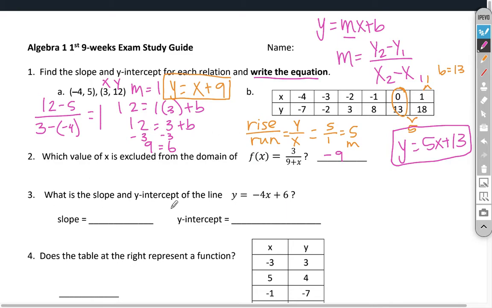All right, then it says, what is the slope and y-intercept of the line y equals negative 4x plus 6? Well, if you've got this formula memorized up here, then you'll know that m is your slope, b is your y-intercept. So our slope is going to be negative 4. And notice here it asks for y-intercept, not b. Okay, so that means we need the full ordered pair.